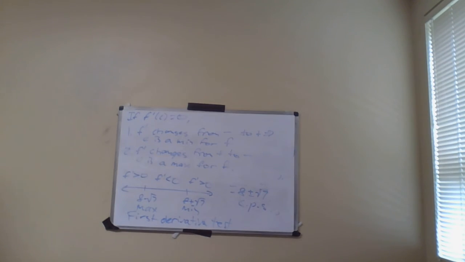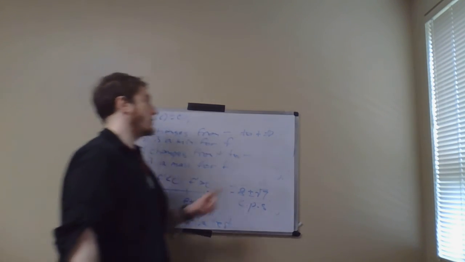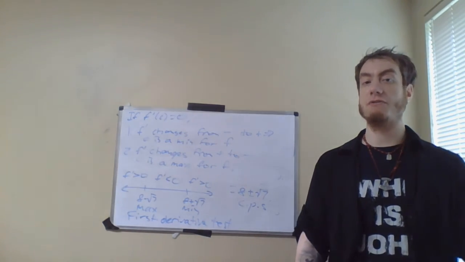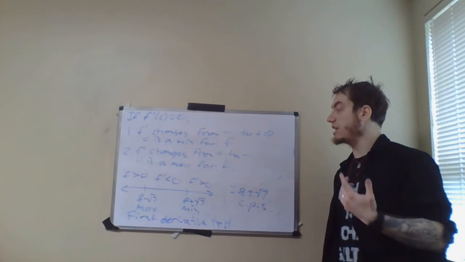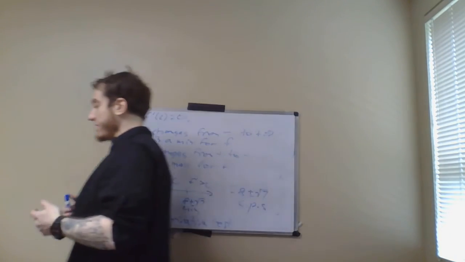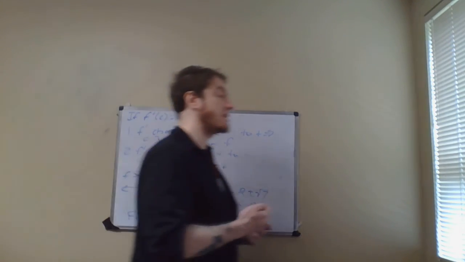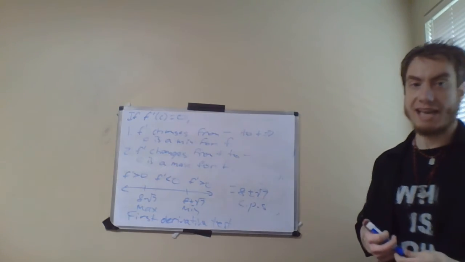With the first derivative test, we don't need to do any of that. We just need to decide, does the derivative change signs? And if it changes signs, that gives us our answer right away. So the first derivative test is really a lot more convenient than just directly looking at the critical point.